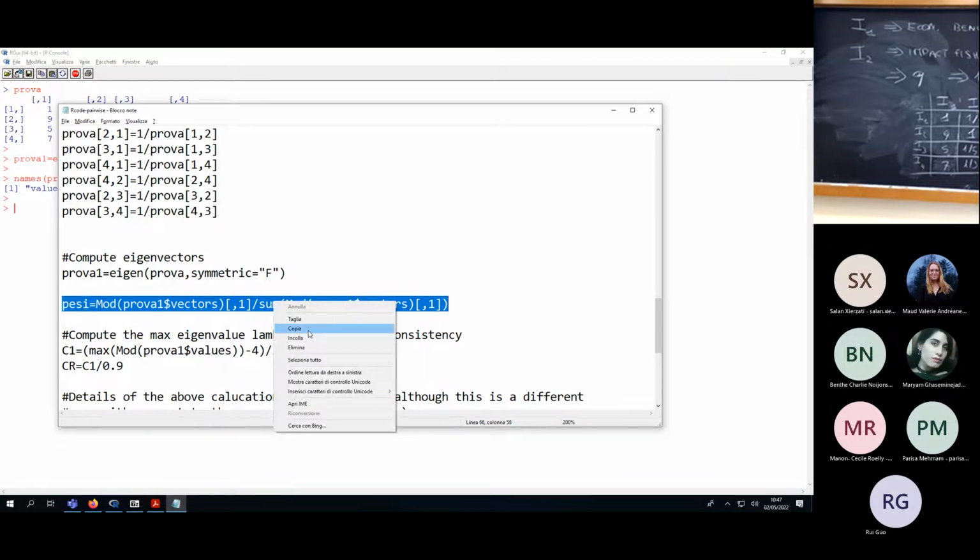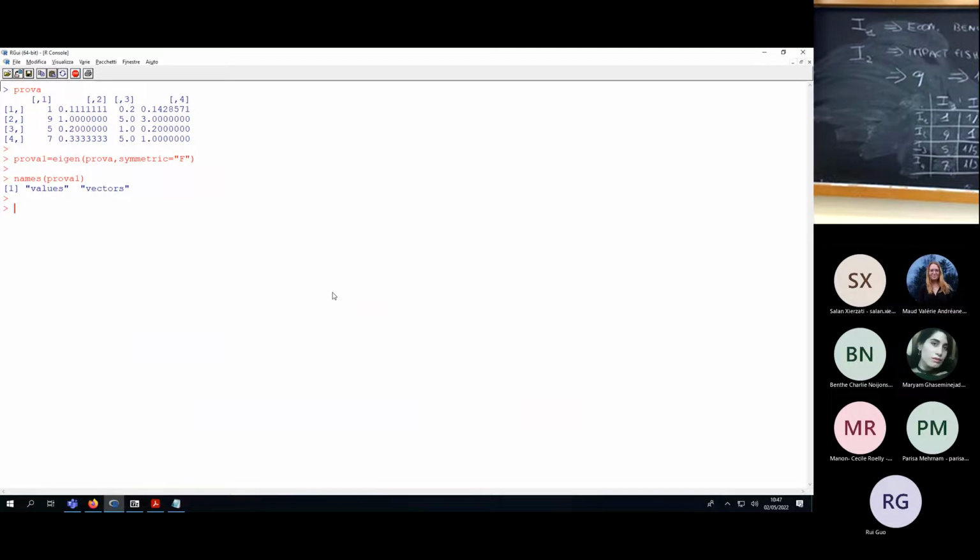And let's not question it, okay? Basically, it computes, takes the eigenvectors, and then only the first one, which is the right eigenvector, and then it takes the module of the eigenvector, of the right eigenvector, and then it rescales. You see at the denominator the sum of the weights. This is the rescaling. So the result is PESI.